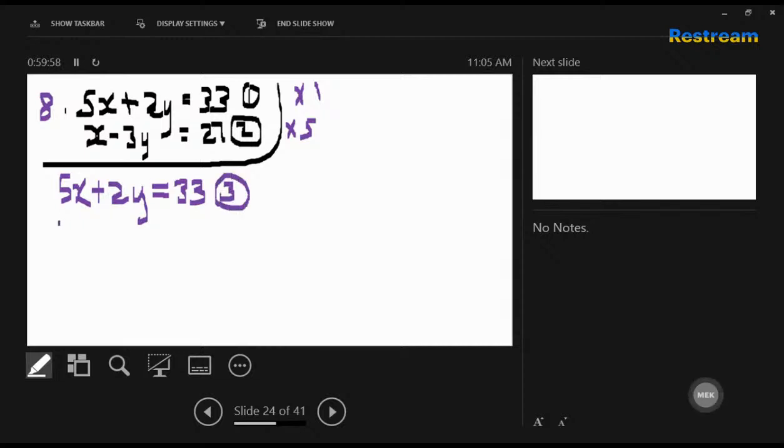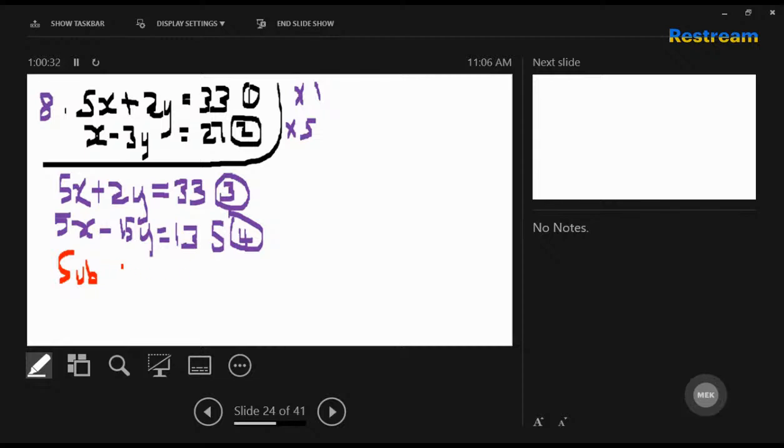Equation 2 will become 5x minus 15y. 5 7s are 35, 5 2s are 10, and 3 13. All right, so now that I have same coefficients and they're both positive, I'm going to subtract.